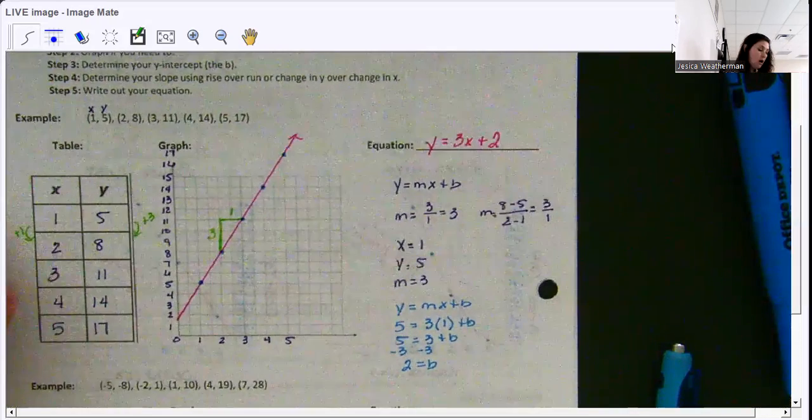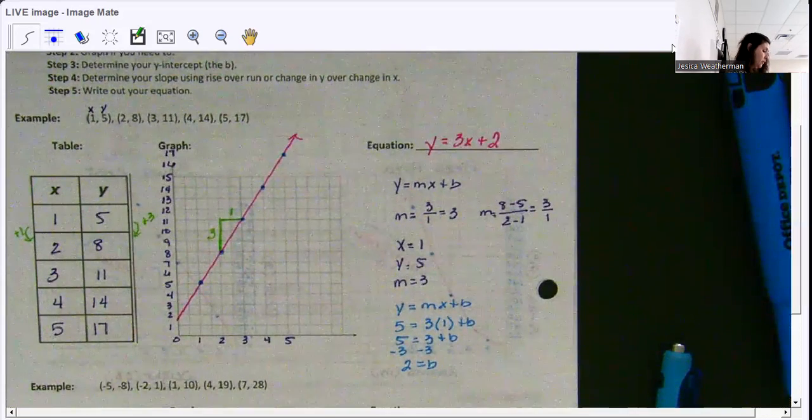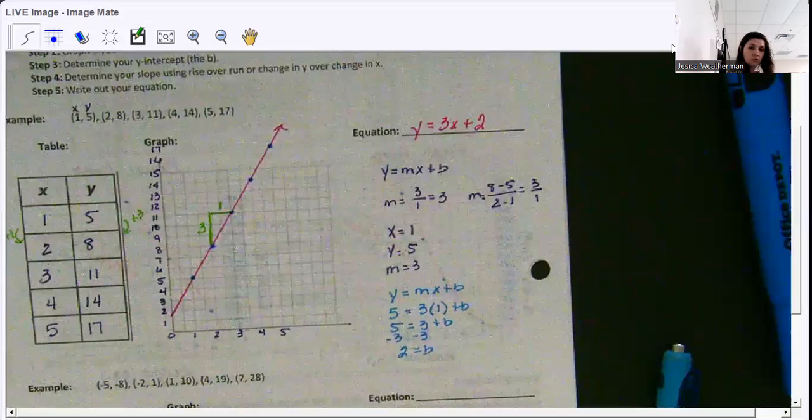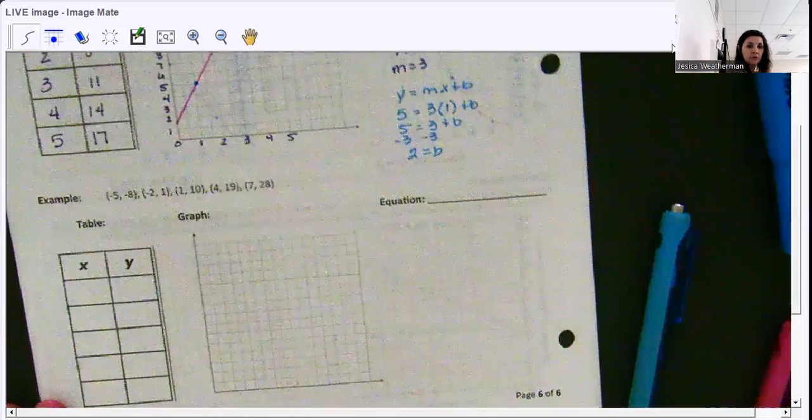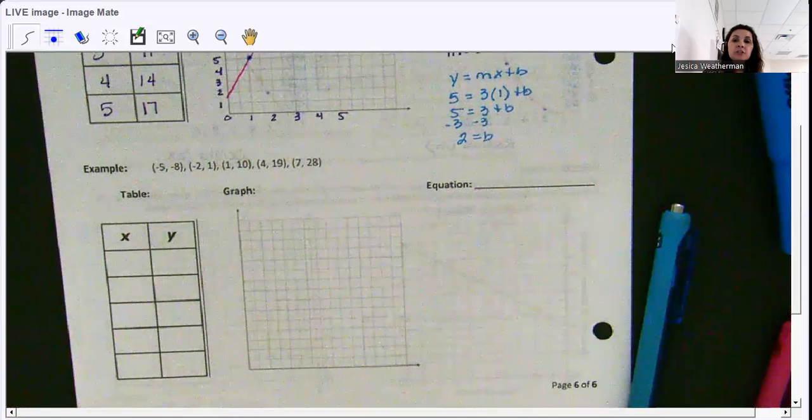Okay. All right, what I want you to do is go ahead and try to do this last example on your own. So you're going to pause the video and then you're going to come back and check with me. Okay.